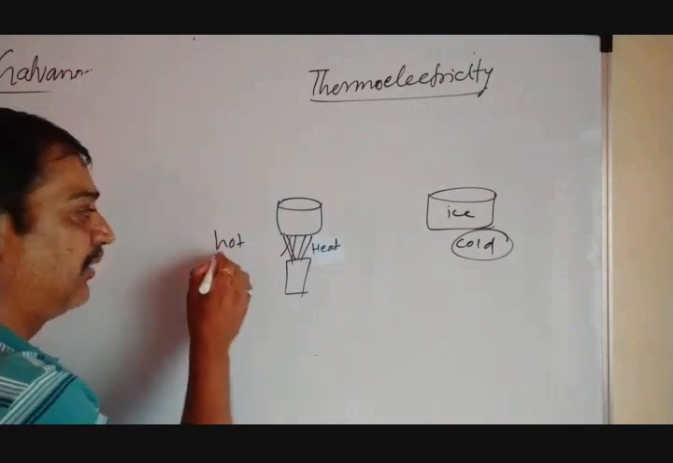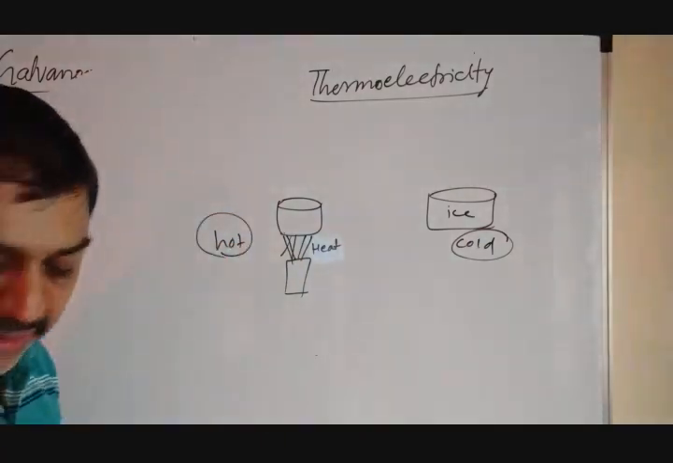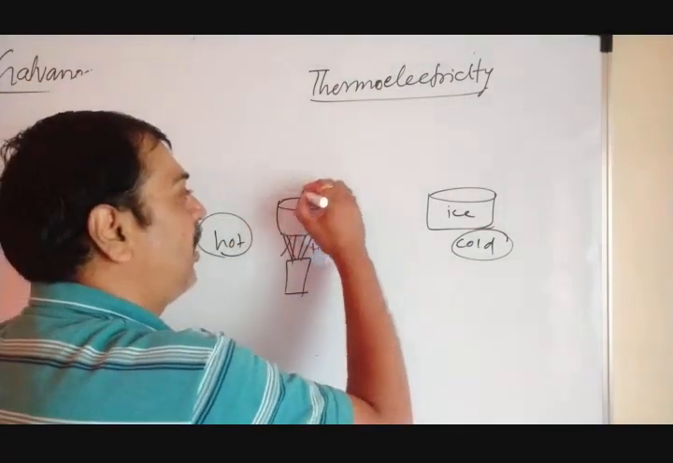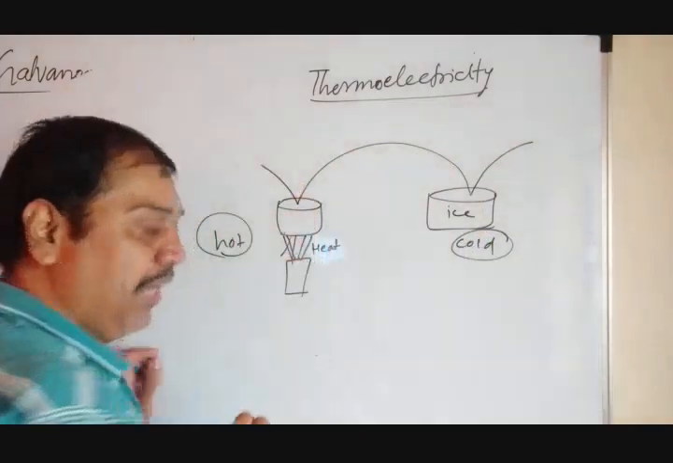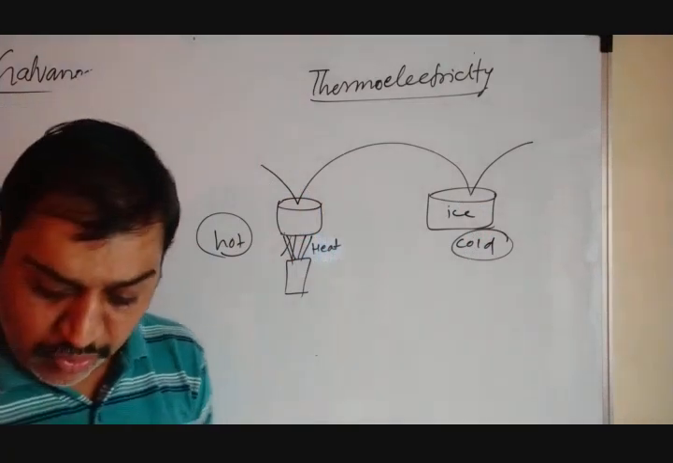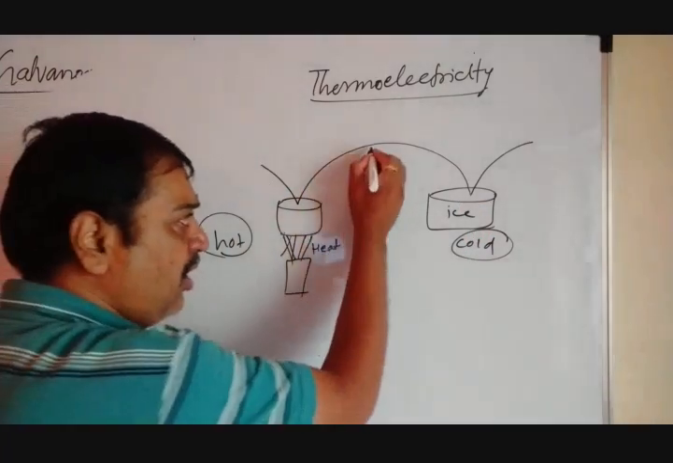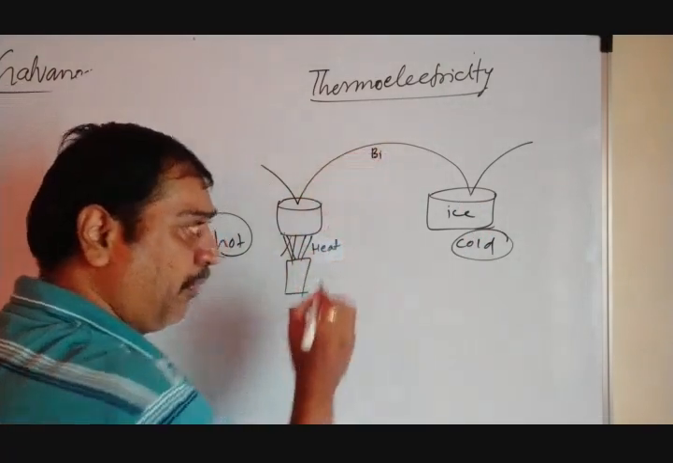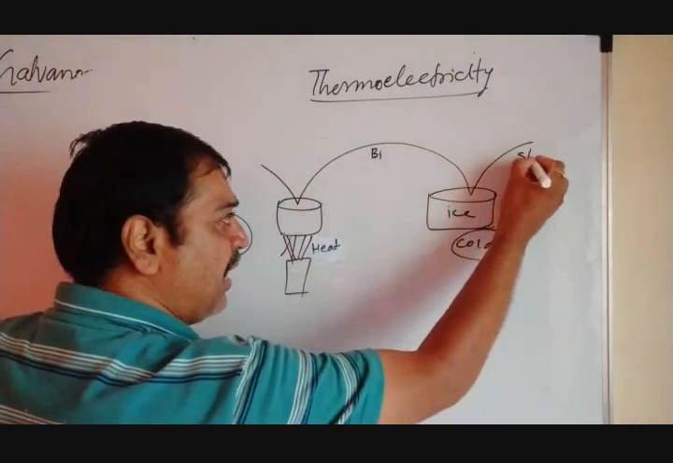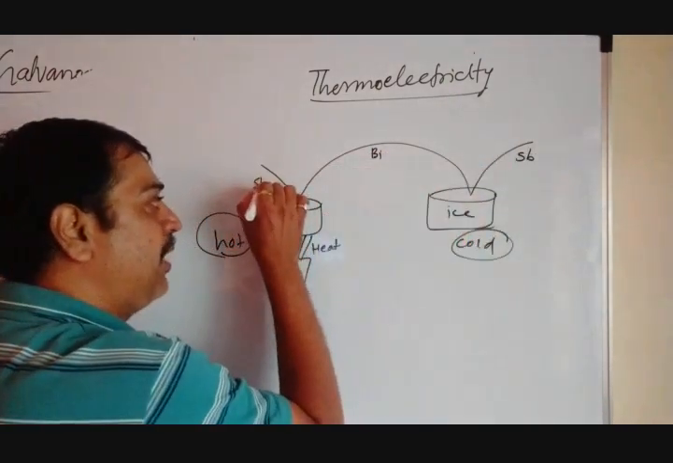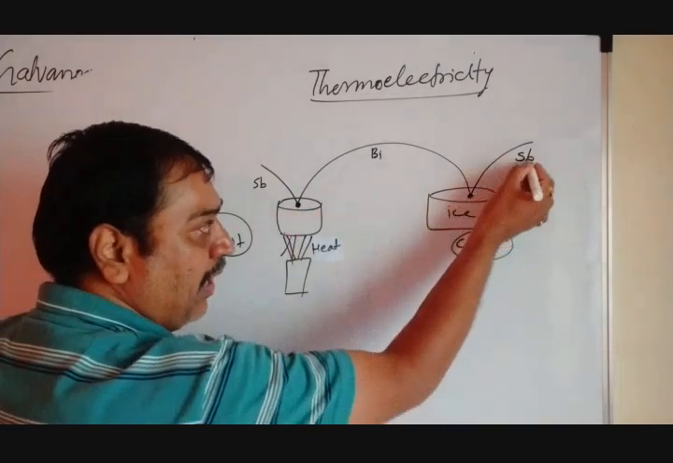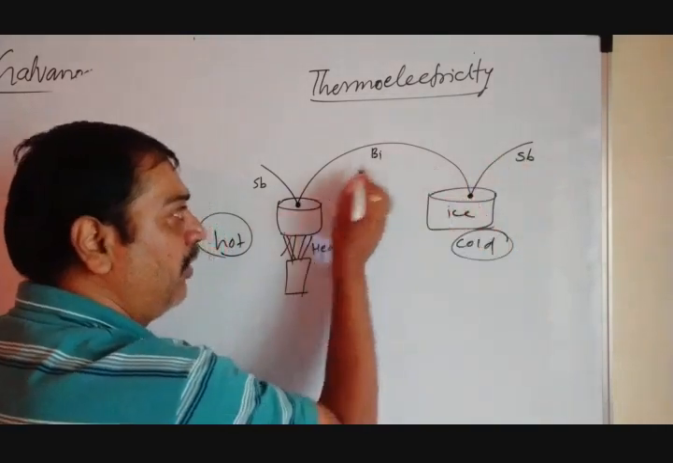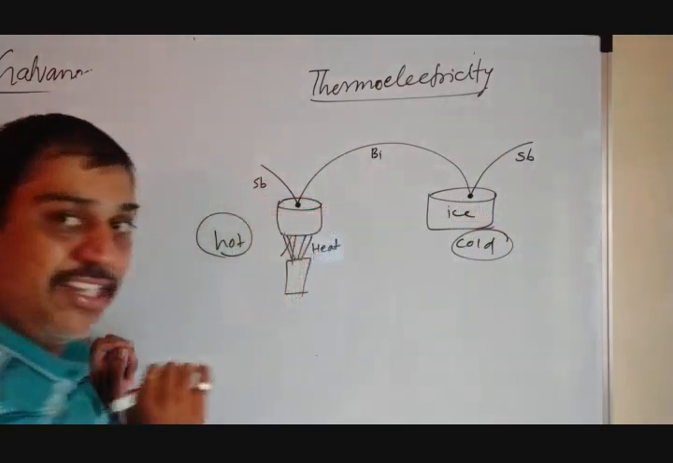While doing this, they have taken two different materials joined together like this. Suppose this is the first material and this is the second material. This wire is made up of bismuth, and this wire is made up of antimony. And this is a joint of two different materials, antimony and bismuth, joined together at this point.